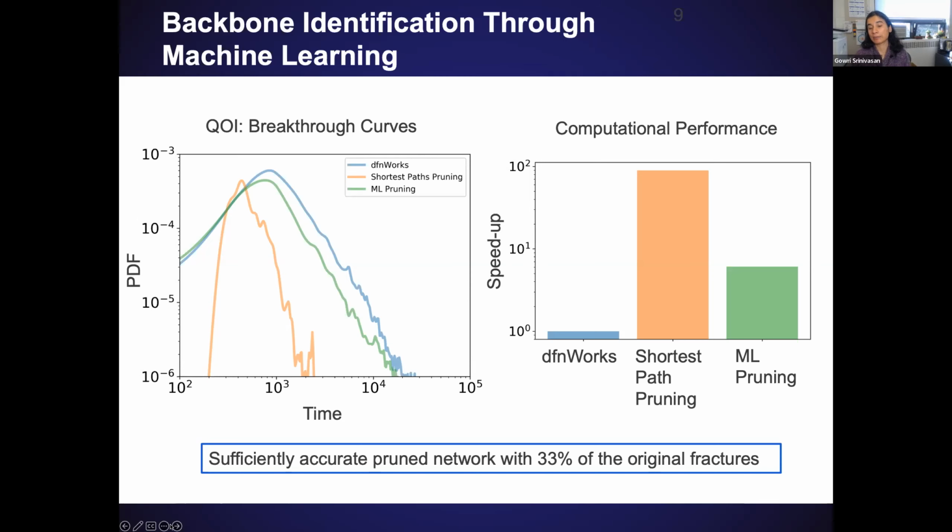And so remember when I talked to you about that application for nuclear nonproliferation, typically there you're going to look at the first passage time. When do the first few gas molecules hit the atmosphere? For those purposes, you can do a really quick representation with the shortest path. And if your decision is when do I have to be ready with my sensors, then that's a perfectly acceptable way to go: use just the shortest path pruning and not worry about the rest of the physics. However, in the other application that I showed you, where we're looking at the entire breakthrough curve, we want to go to something more like the machine learning pruning. So that's why I say a sufficiently accurate pruned network with only a third of the original fractures. And again, because of N squared, you get 10 times computational savings.